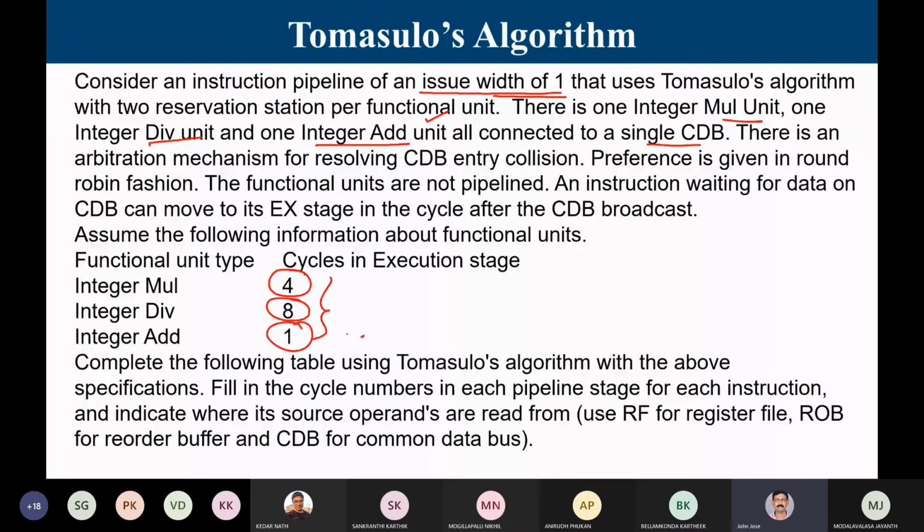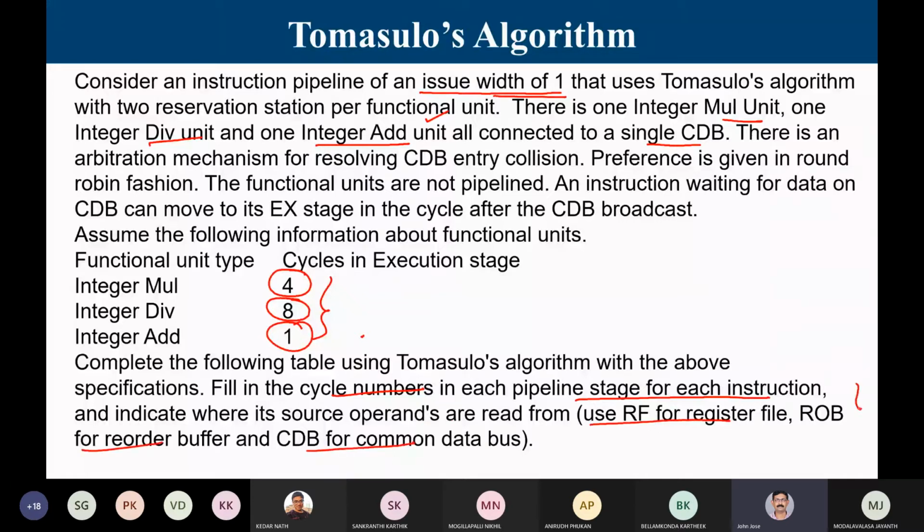Looking at all these 3, you have to complete the table that has been given using Tomasulo's algorithm with the specification. So what do I need to fill in the table? Fill in the cycle number in each pipeline stage for each instruction and indicate whether its source operands are read from the register file, reorder buffer, or CDB.